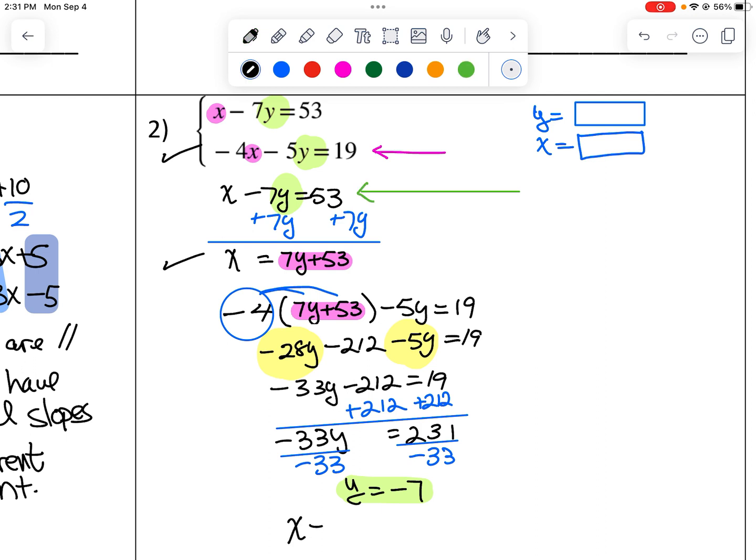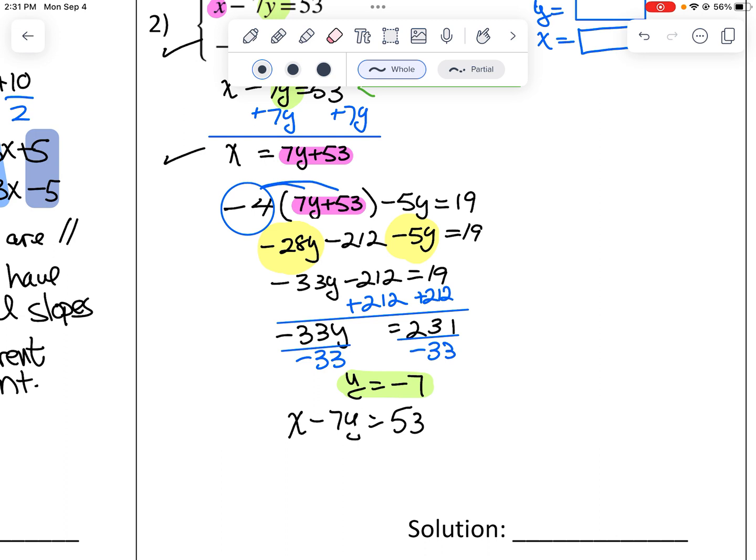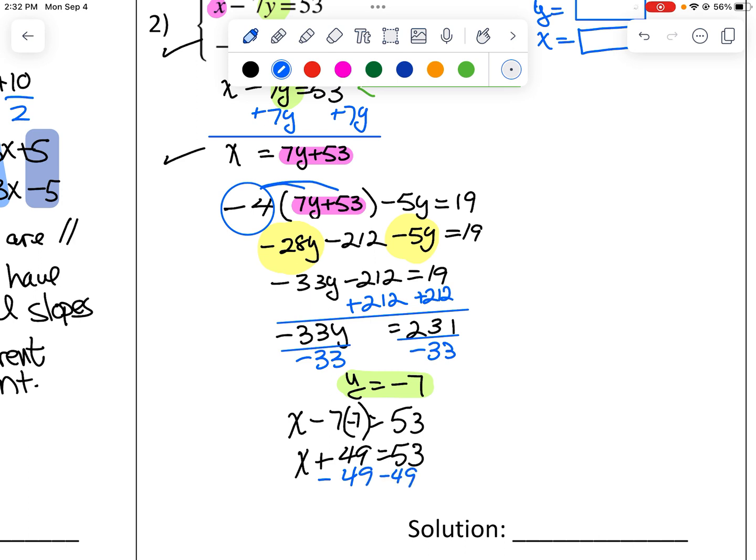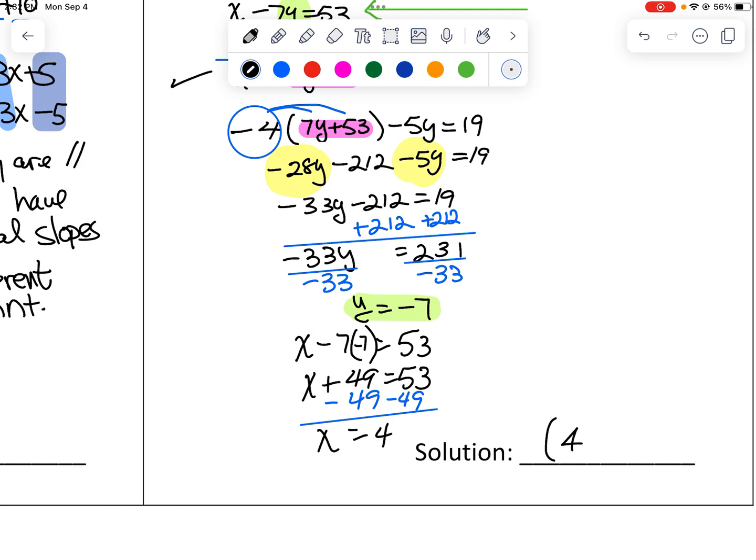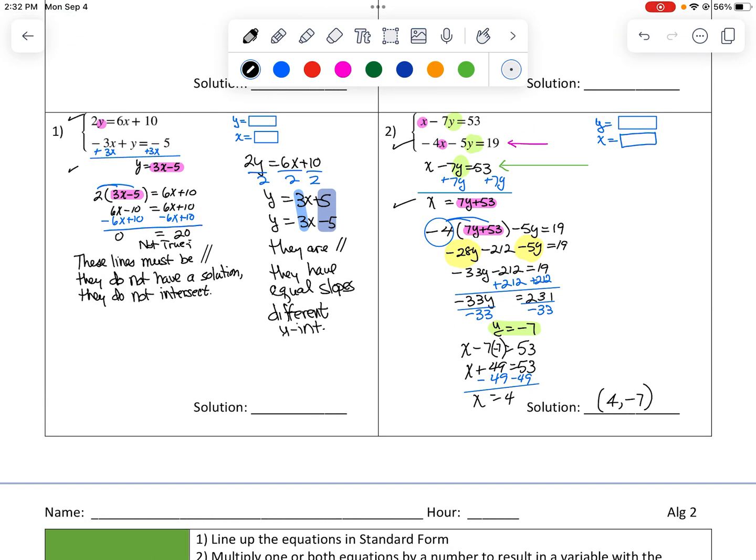So I'm going to go x minus 7y equals 53. And I am going to remove the y, and I'm going to replace the y with negative 7. And that's going to give me x plus 49 equals 53. I am going to move the 49. I'm going to have x is equal to 4. So my solution is 4, negative 7. And voila, there is how we do that.